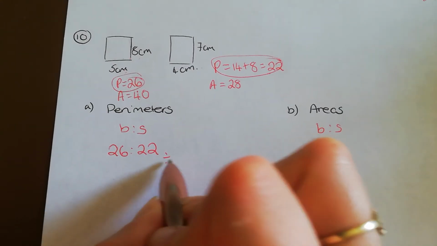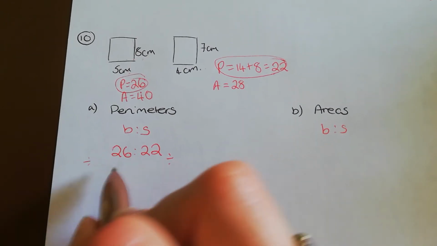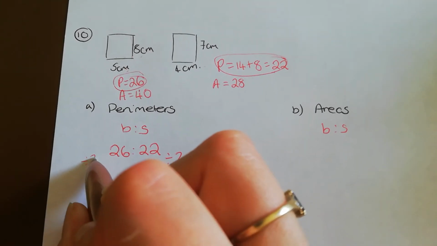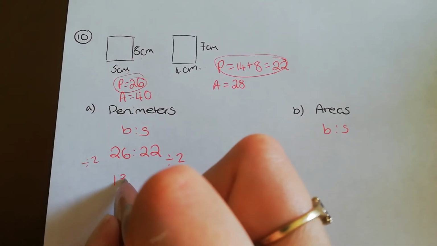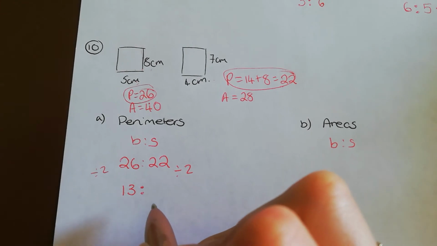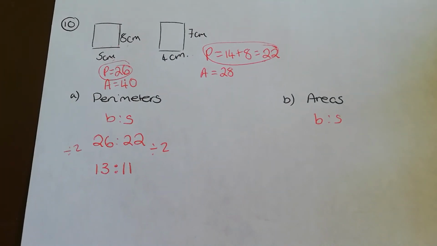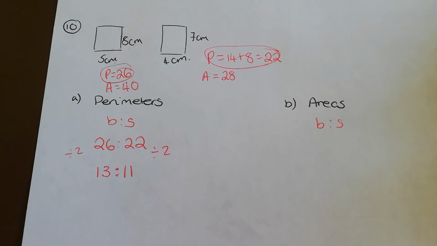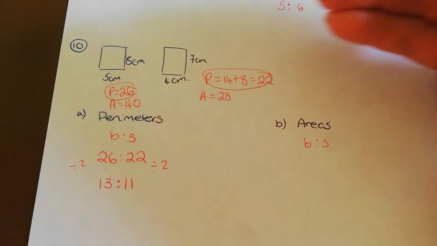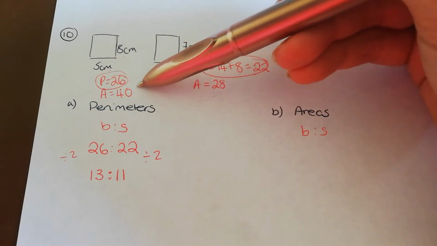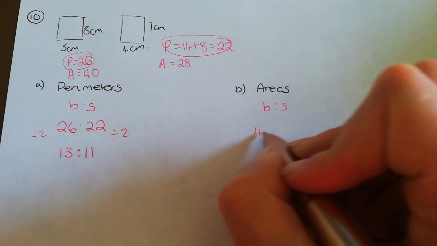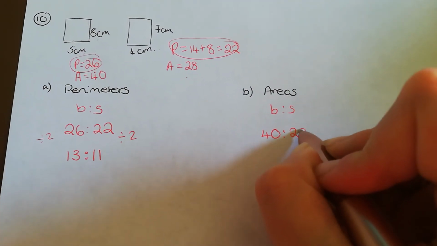We're going to divide those both by the same number. Here we can divide them both by 2. We're halving them, remember, if we're dividing by 2, so half of 26 is 13, and half of 22 is 11. So we've got 22 divided by 2 is 11. In terms of the areas then, the bigger area again is of this one here. The bigger area is 40. The smaller area is 28.